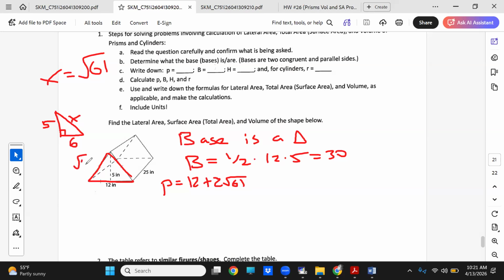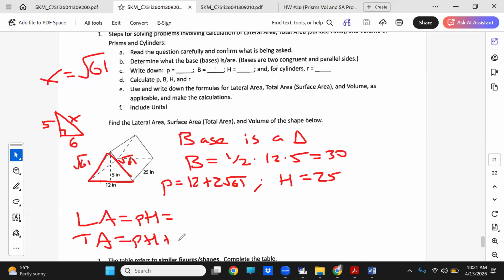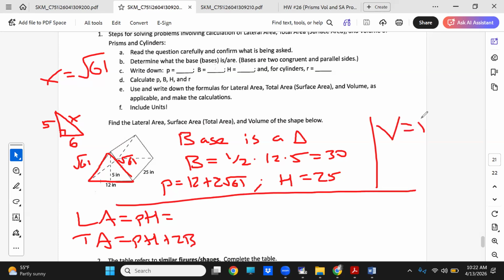But does it make sense how I got that? Whereas the base, we figured out the base. The height, of course, is 25. And we don't have a cylinder, so don't worry about that. And let's calculate it. So lateral area is pH. Total area is pH plus 2b. And of course, volume is BH.